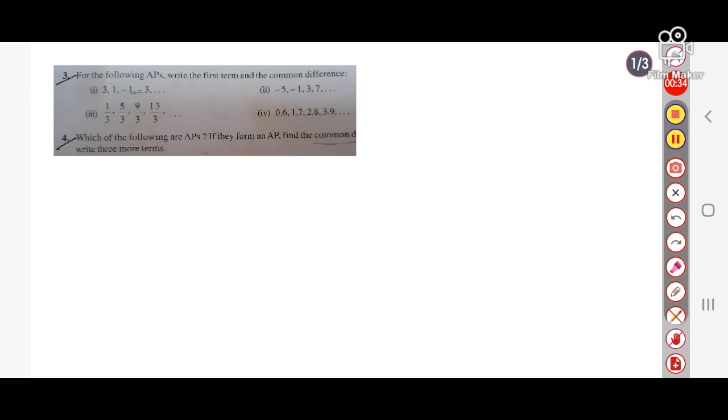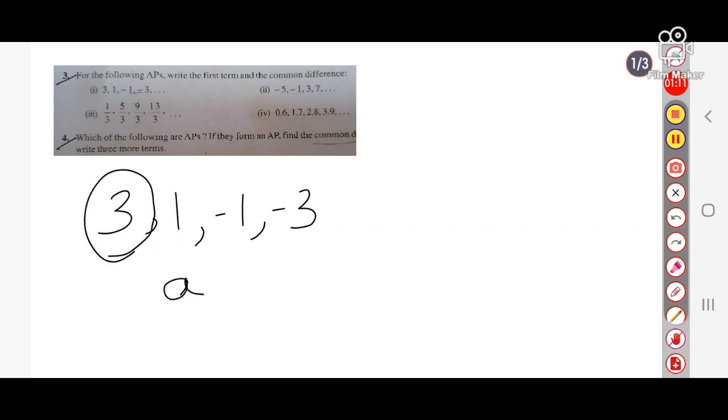So exercise 5.1 third question, first subdivision. The third question is, for the following APs write the first term and the common difference. Just a simple question. They are asking us to write the first term and the common difference. So the first subdivision is 3, 1, -1, -3, and it goes on. So the first term over here is nothing but this one.